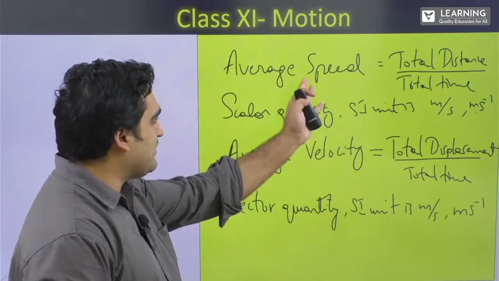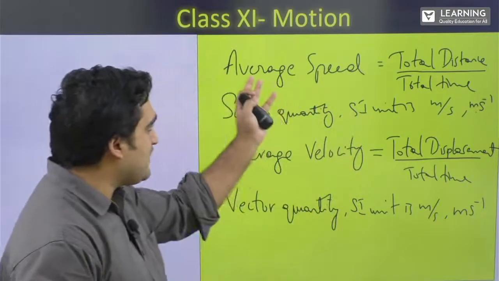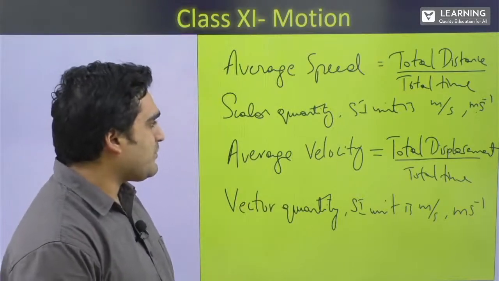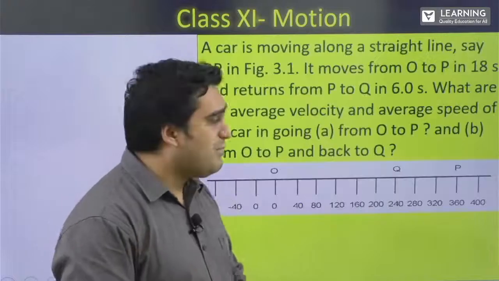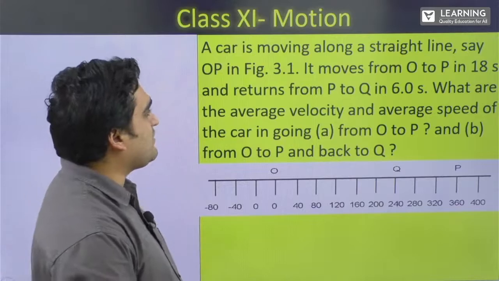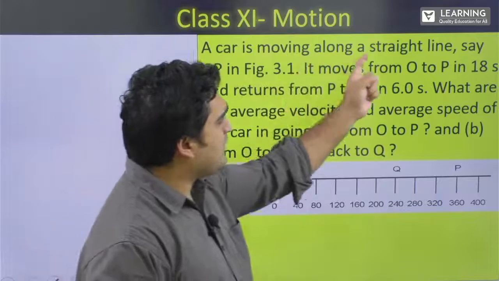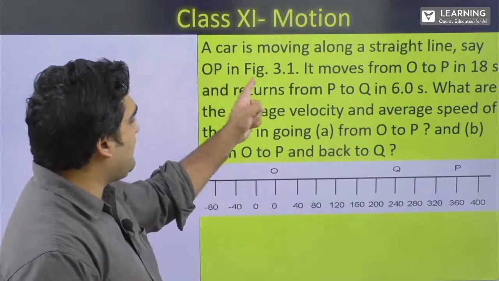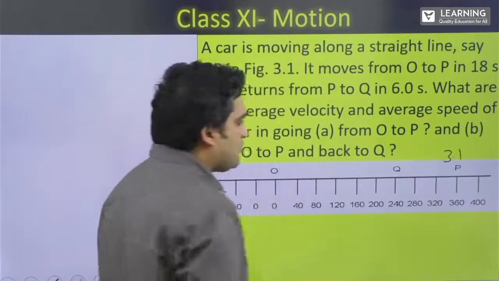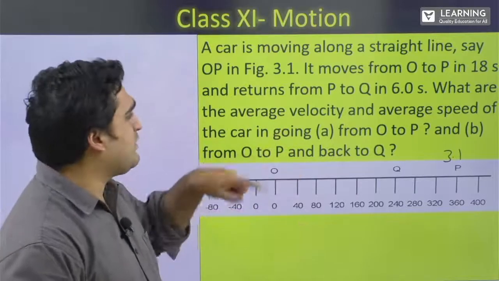The two ways how you can identify how fast the object moves are as an average speed, and also as an average velocity. Let's take a look at a problem based on these two physical quantities of average speed and average velocity. So go ahead, read it with me. It says a car is moving along a straight line, say OP in figure 3.1. This is figure 3.1, which also happens to be in your NCERT textbook. You can follow your NCERT textbook, or you can take a look at here.